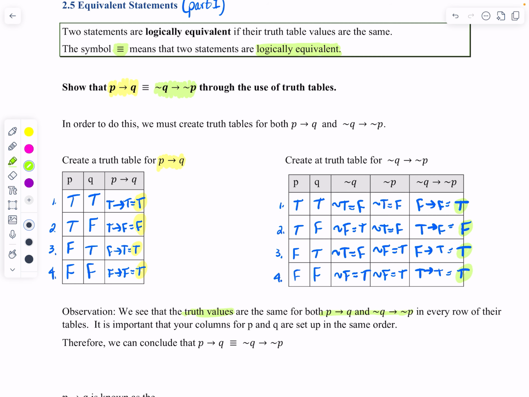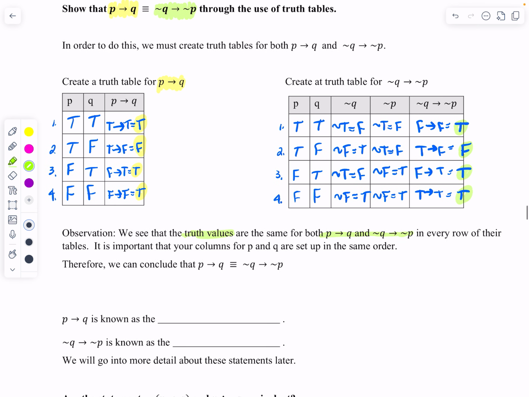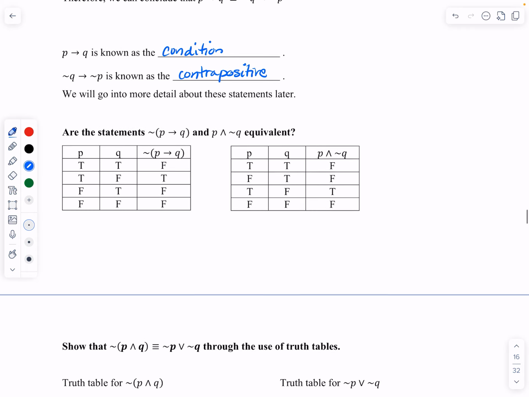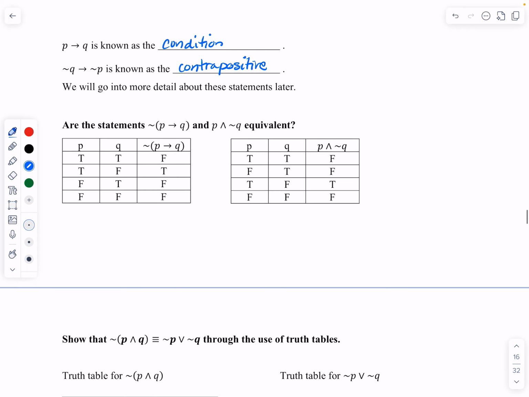Okay, so we can conclude that the conditional, if P then Q, that's called the conditional, is equivalent to if negation Q then negation P. We don't know this one yet, but it's called the contrapositive. And they are equivalent to each other. So the conditional is always equivalent to the contrapositive. And like I said, we're going to go into more detail about these statements at a later time.